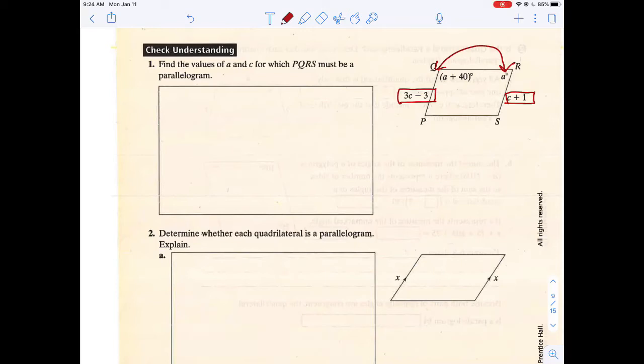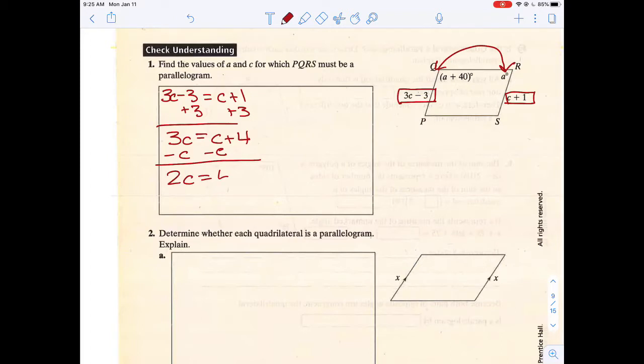Okay, 6-3 check for understanding problems. So the first one, we had to find the values of a and c, and we said that 3c minus 3 equals c plus 1 because those two sides should be equal. If we add 3 over to the other side, 3c equals c plus 4, and if we subtract the c over to the 3, we have 2c equals 4, and we have to divide by 2, and c equals 2. So there's c.